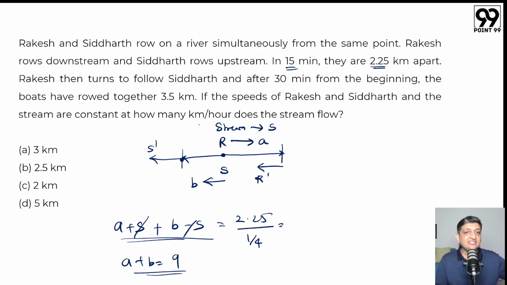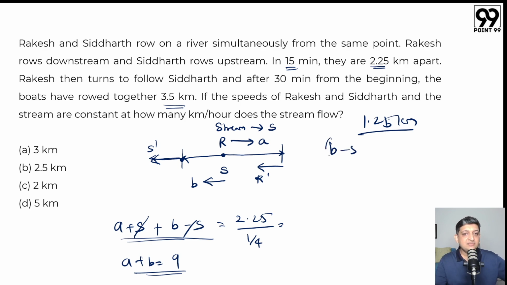But the idea here is that together they would have rowed 3.5 kilometers from the very beginning, but 2.25 kilometers happened in the first instance. So what is the extra distance that has been traveled from the first meeting point till the end of the question? It is going to be 1.25 kilometers. Now 1.25 kilometers would have been traveled at what speed? That is again important. Now in this particular case, Siddharth is traveling in this direction. The relative speed with respect to the stream, because they are traveling in opposite directions, is going to be B minus S, as we had seen earlier.